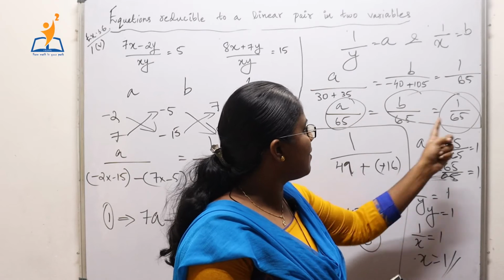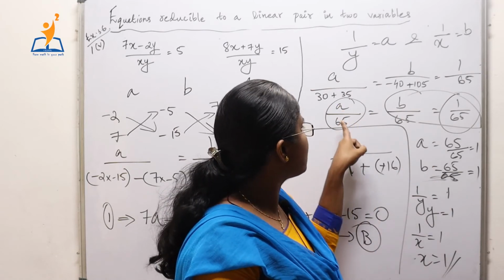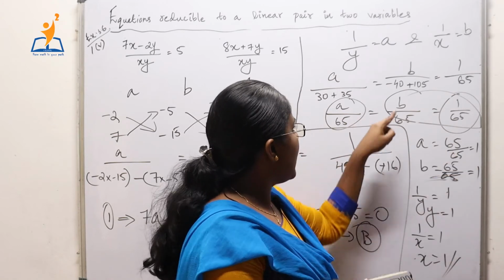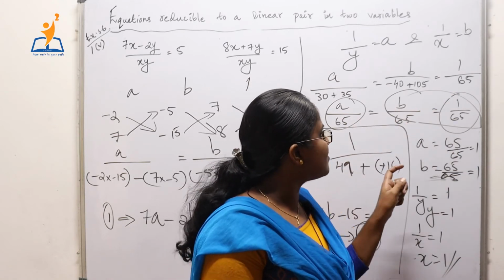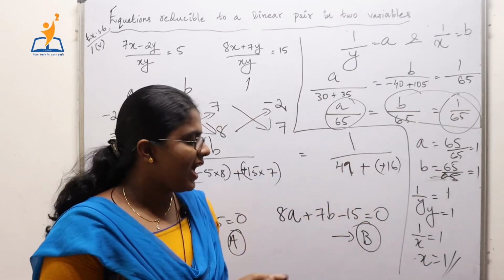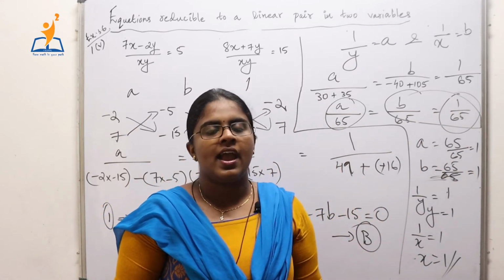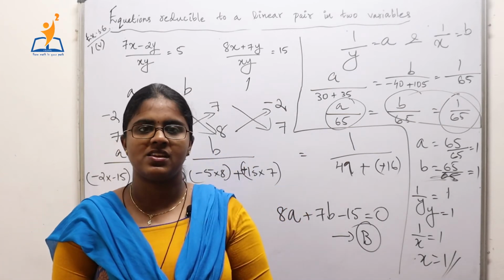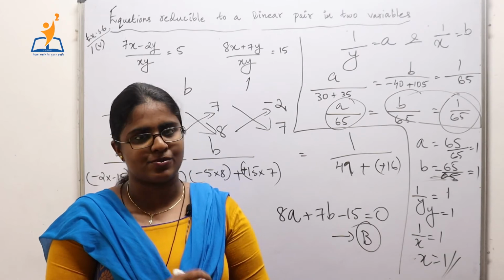Always remember that equating these two, we will get a is equal to 65 by 65, which is 1. Again b by 65 equal to 1 by 65 means b is equal to 65 by 65, that is again 1, and hence we got x equal to 1 and y also 1. So that's the end of this question. Now we shall move to the next question.